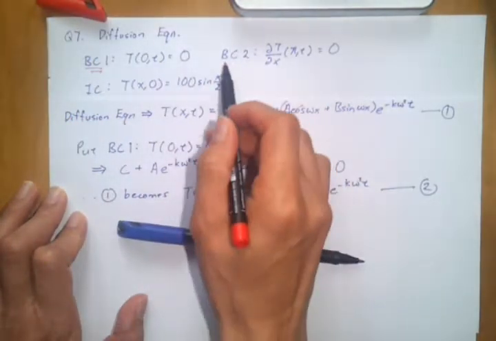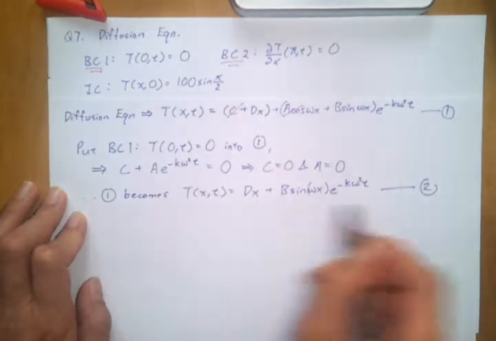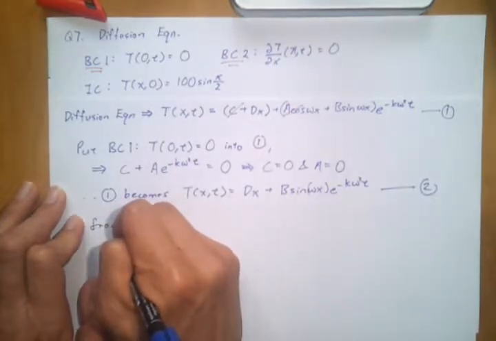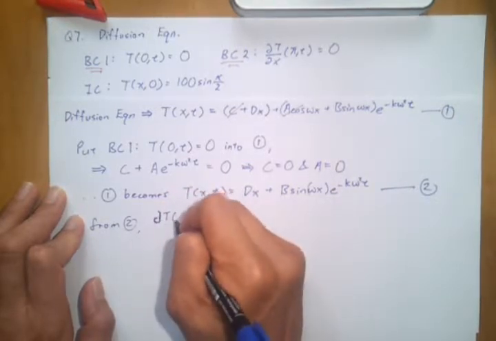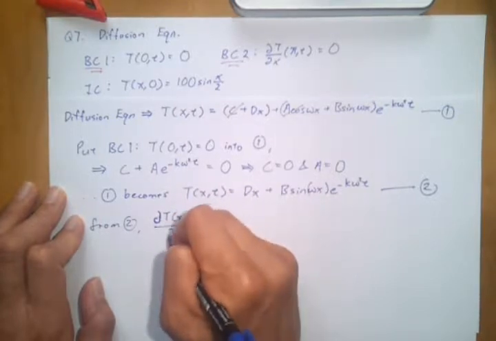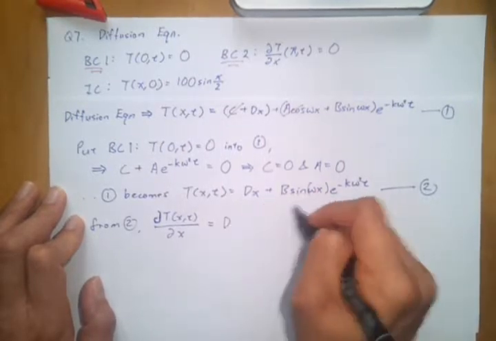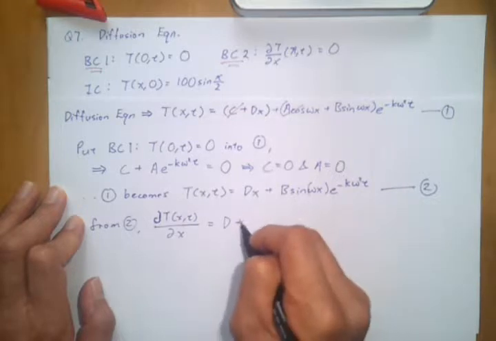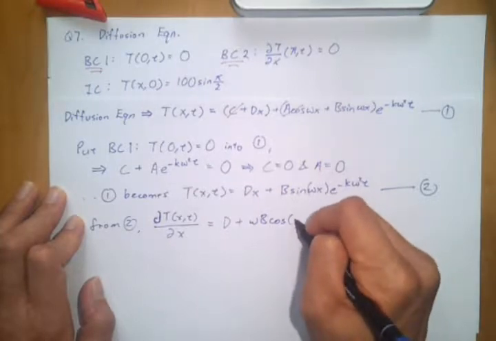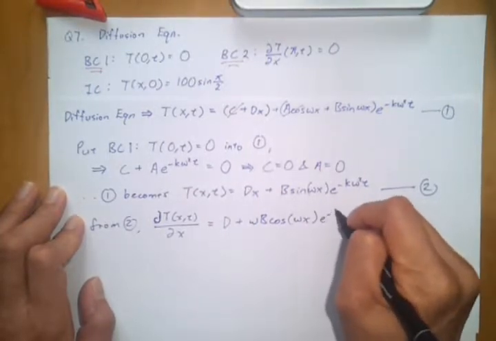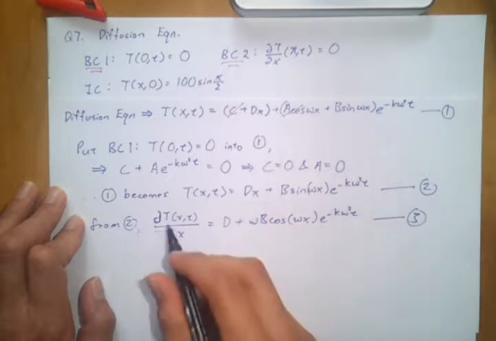I'm going to start using boundary condition 2. To use boundary condition 2, I need dT/dx. So from 2, I can find what my dT/dx is. Differentiate with respect to x: Dx just becomes D, and sine omega x just becomes omega cos omega x, times e to the power minus k omega squared t. So that is dT/dx, which is equation 3.